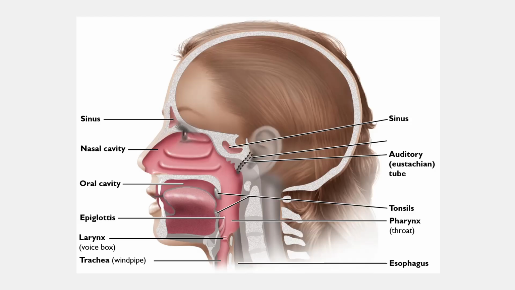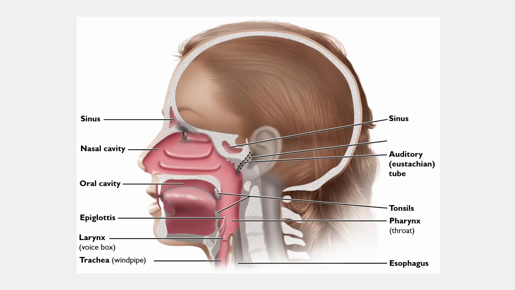So the upper respiratory system essentially includes everything from your trachea, or in other words, your windpipe, and up. So we have your larynx or your voice box, your pharynx, which is the technical term for your throat, your tonsils, your oral cavity or your mouth, your nasal cavity, your sinuses, and your auditory or eustachian tube, which runs from your ear down to the back of your throat.